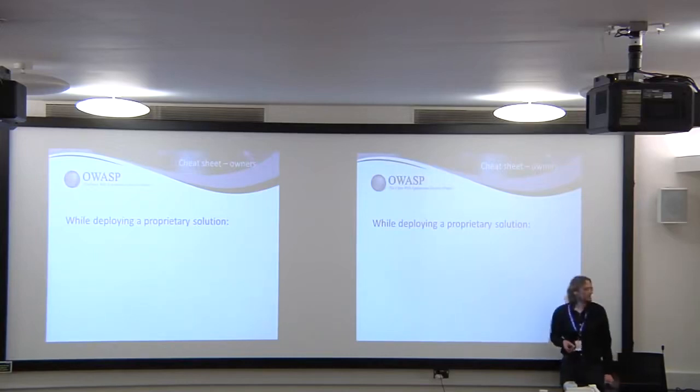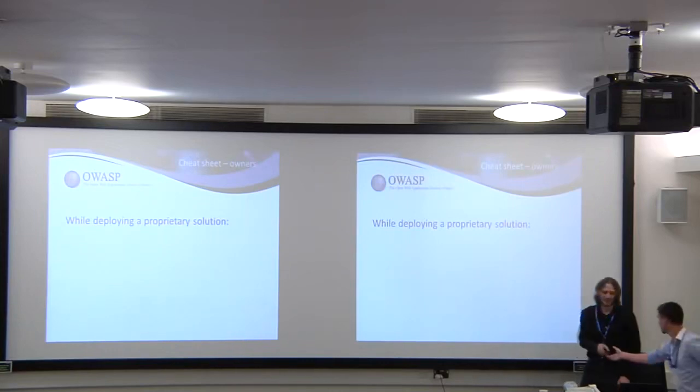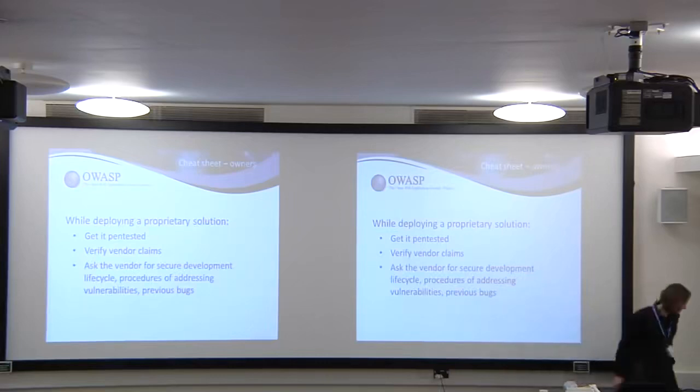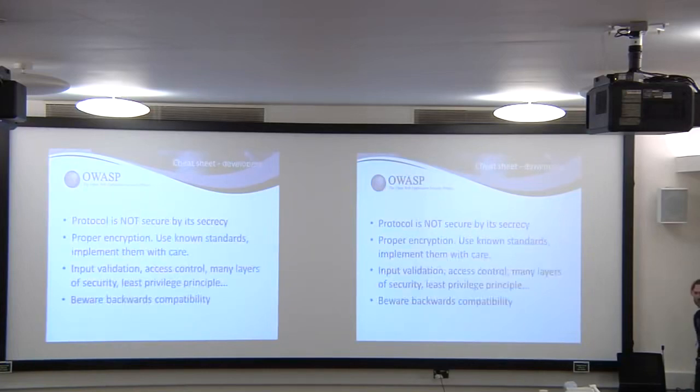Okay, so if you deploy a proprietary network protocol, if you're an owner of such a solution, remember to get it pen tested by a good company to verify the vendor claims. And you have to ask about the secure development lifecycle: how do they handle vulnerabilities? How did they handle any vulnerabilities that existed before? Look for the CVE lists and the previous bugs.